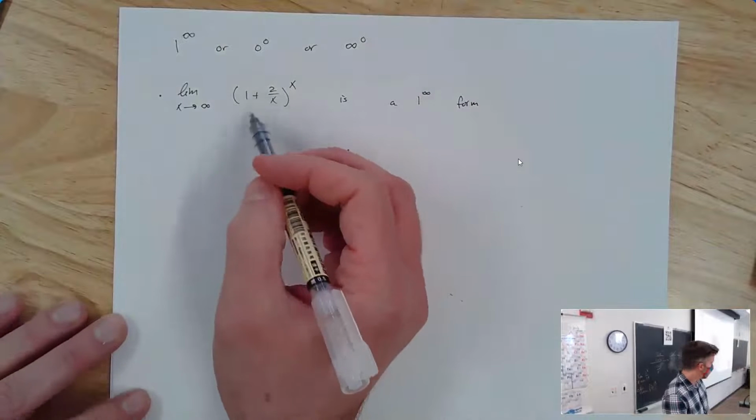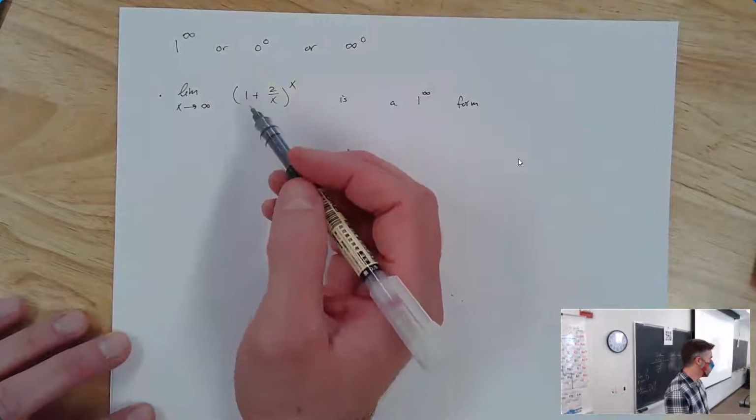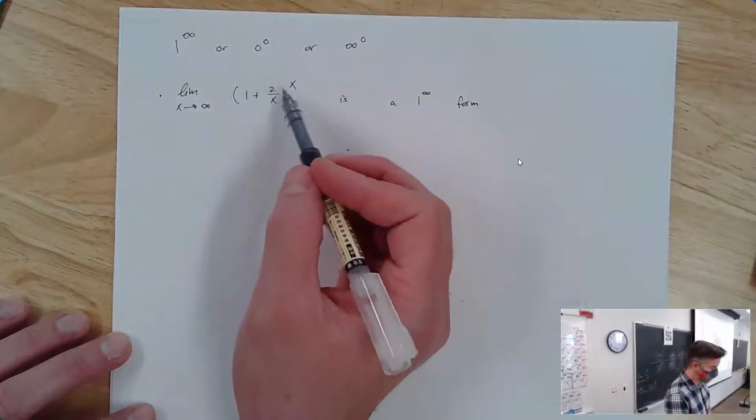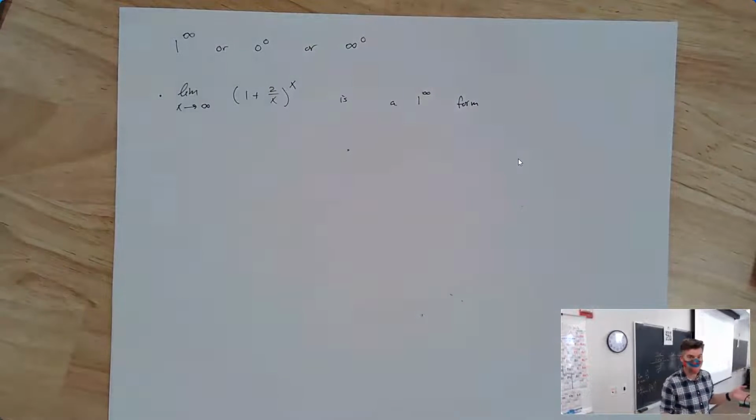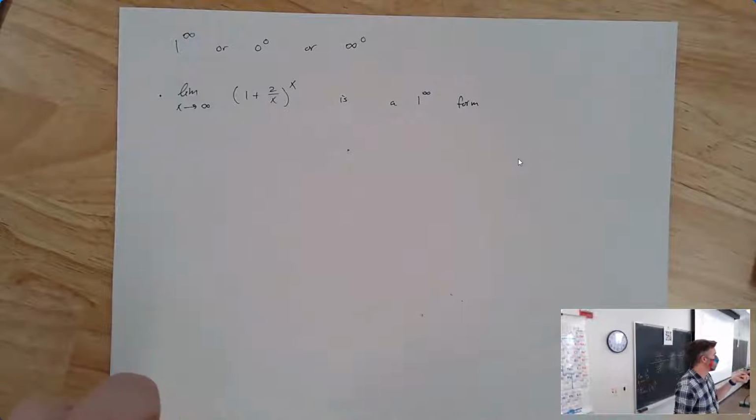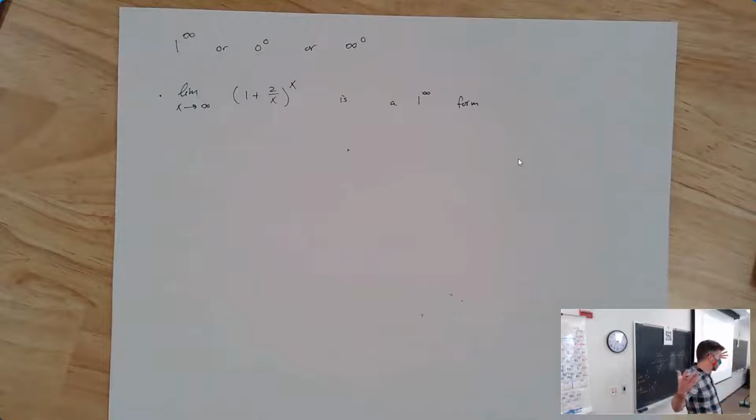Because the part inside the parentheses here is going to 1 as x goes to infinity, and the exponent here is getting infinitely large. I want everyone to know this limit's not going to be 1, because you don't have 1 times 1 times 1 a bunch of times. You have a number that's really, really close to 1, but a little bit bigger than 1, times itself a bunch of times, which means it's going to grow. Infinitely large? Maybe, maybe not.